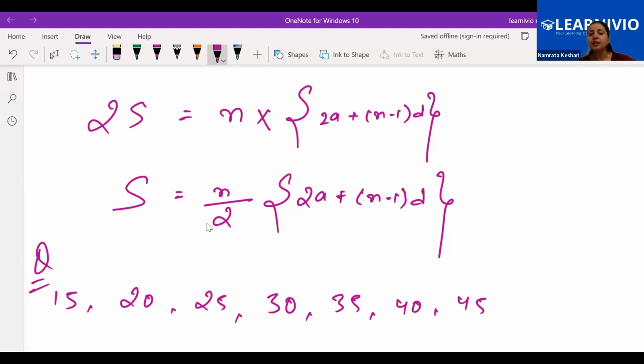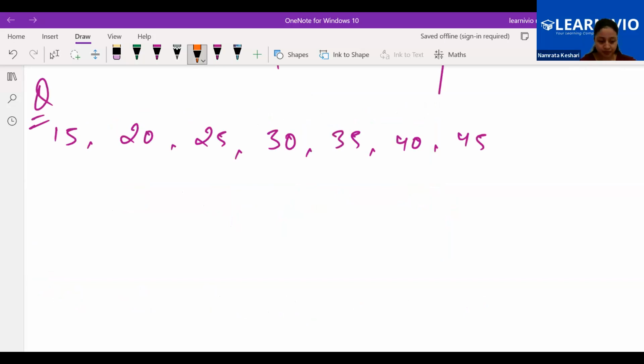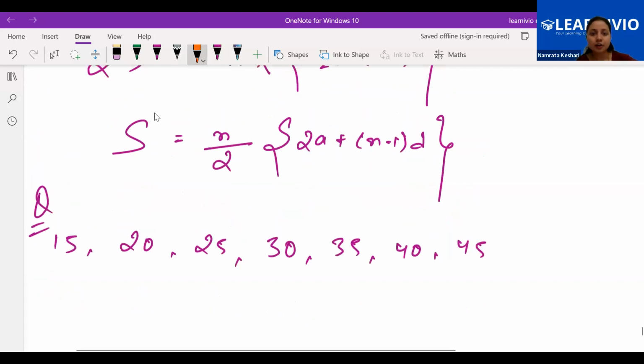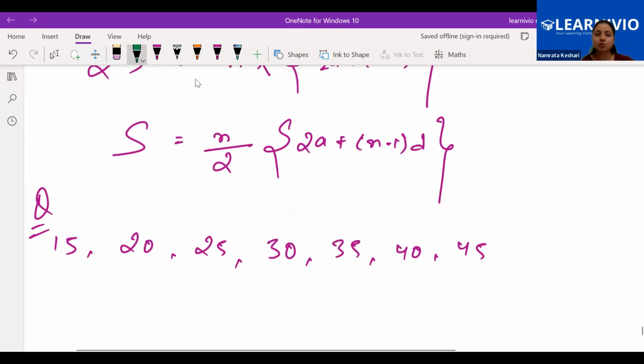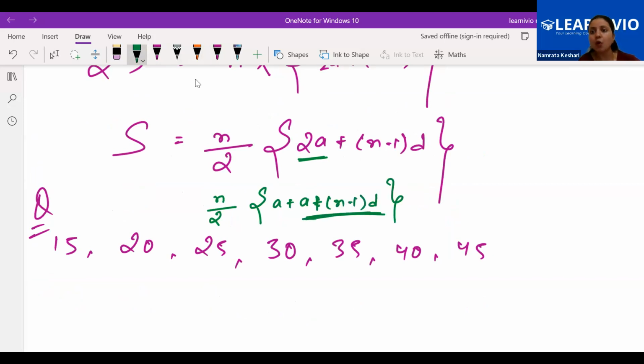So let's solve a few questions. Any confusion so far, Harshit? Ma'am, are there two formulas or only one formula? Yes, there are two formulas. The same formula we can customize and write it like this also. 2a can be written as a plus a, and then n minus 1 into d. And if you focus, this is the formula for the nth term, or the last term, right, Harshit? Yes, ma'am.